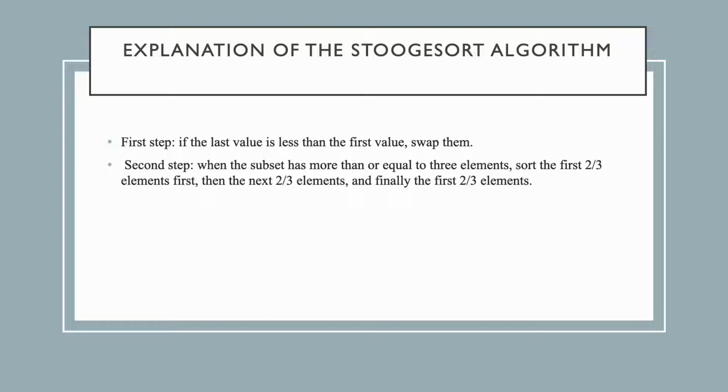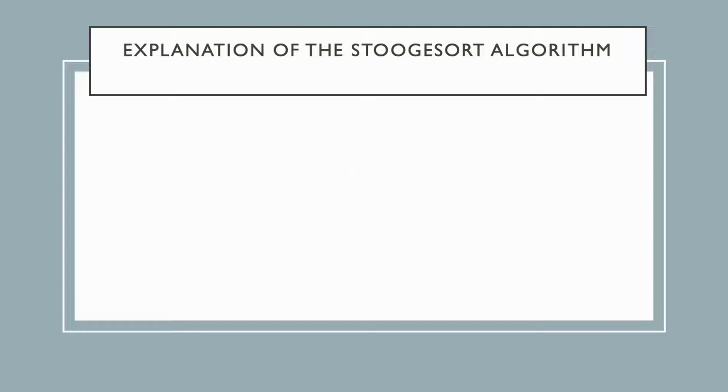For the first step, it's easier to understand. If the array size is 2, it can sort the array correctly. Take a look at the second step. Why do we have to call it twice on the first 2/3 elements?